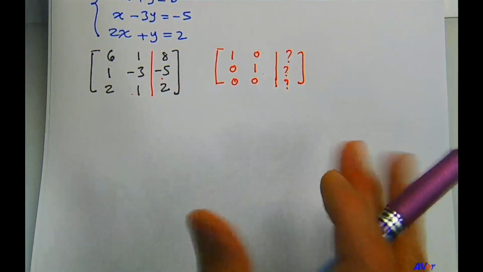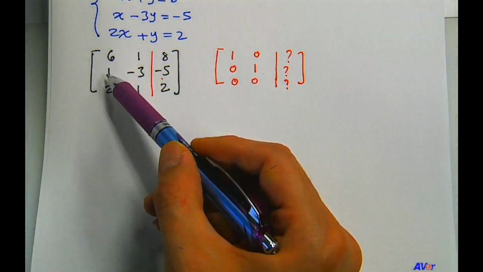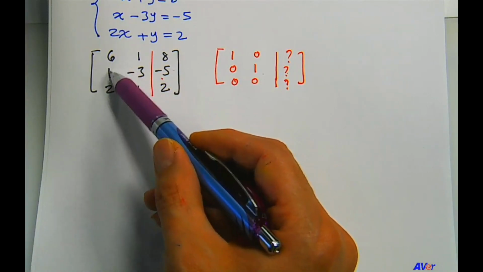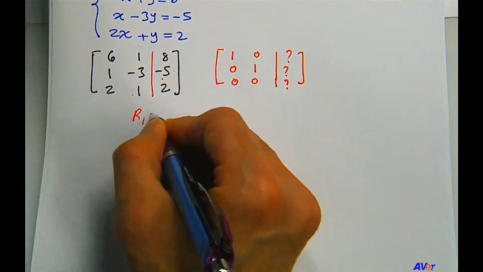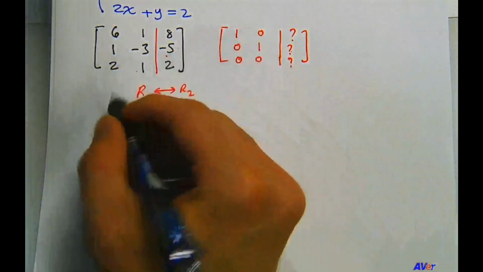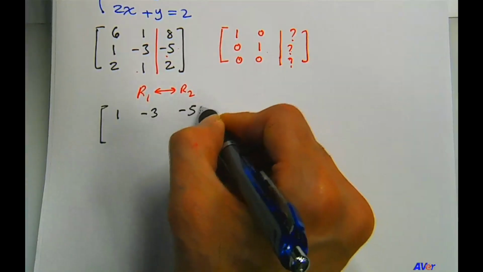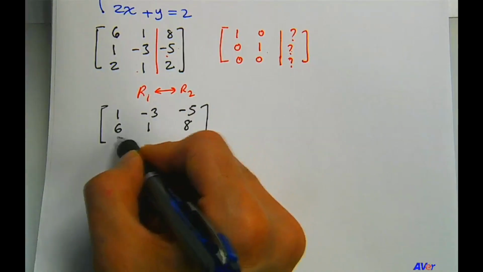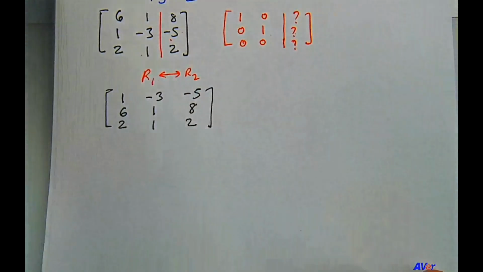Okay, so the first thing is we want to get a 1 in that corner. Fortunately, we have a row that has a 1 in that column. We can simply move it. We can interchange row 1 with row 2. So interchanging row 1 and row 2, we're going to be able to get the 1. So we have 1, -3, -5, and then 6, 1, 8, and then of course row 3 stays where it was, 2, 1, 2, right?